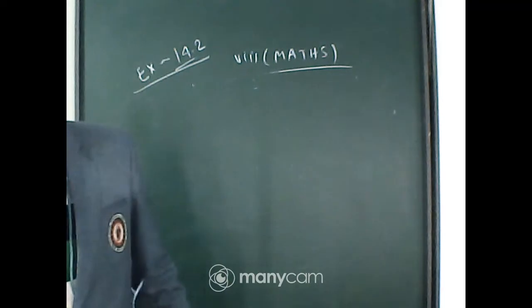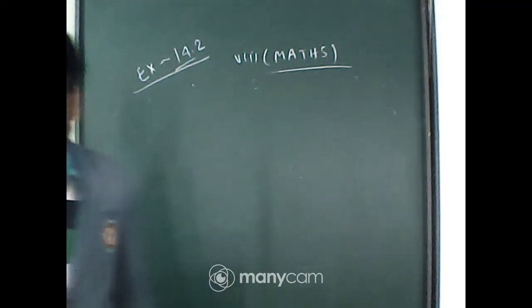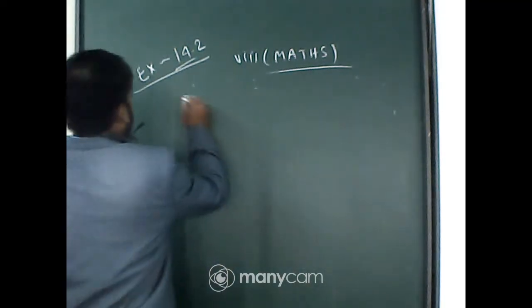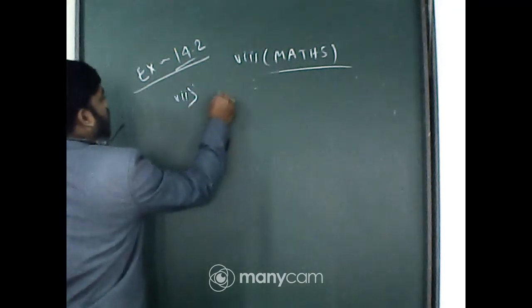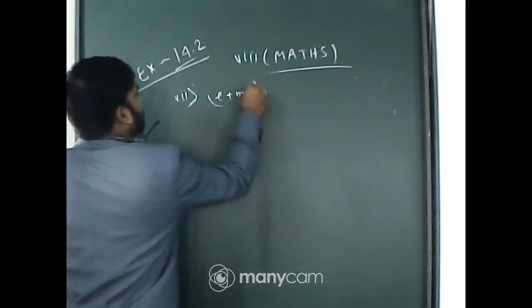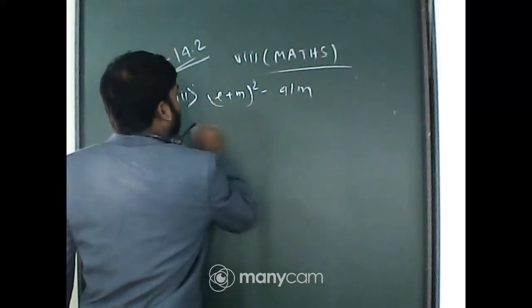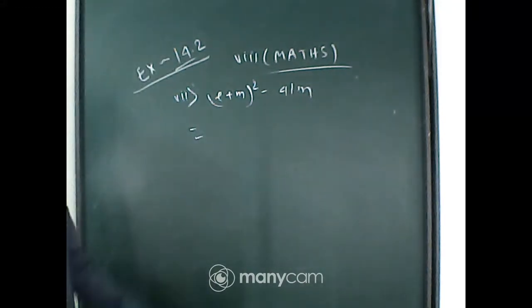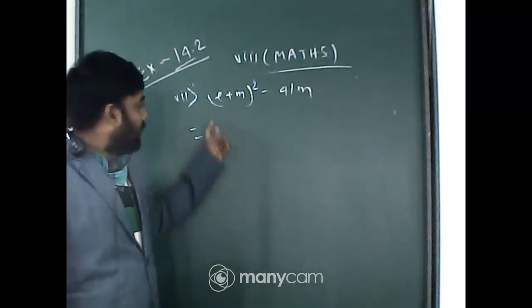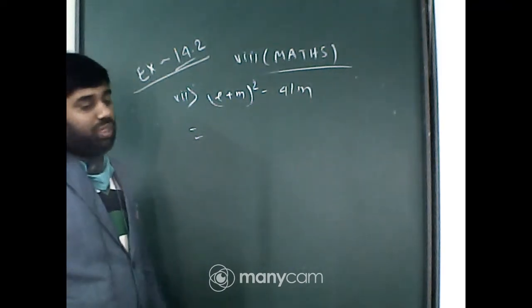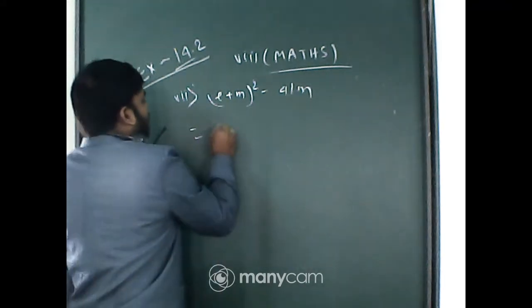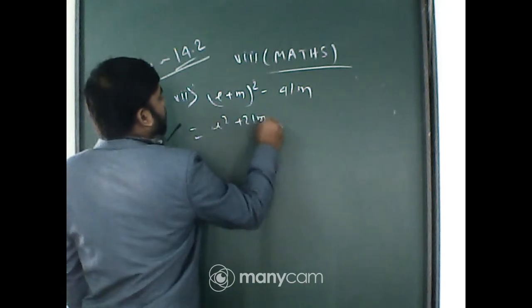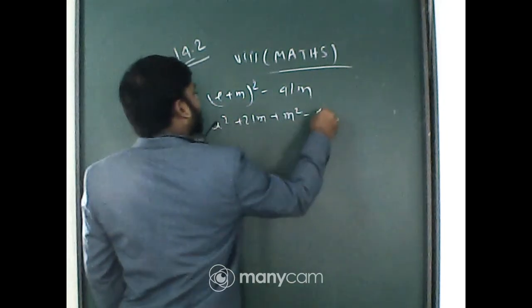Question number 7: l plus m whole square minus 4lm. Okay, it is very easy, students. First of all, just break it. l square plus m square, so after breaking, okay, I am breaking here: l square plus 2lm plus m square minus 4lm.